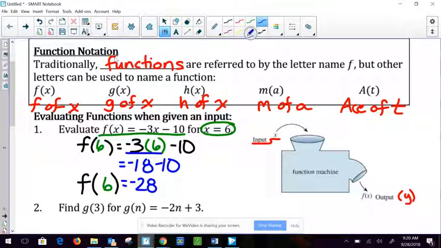How would that look on a graph? Well, it would be the point (6, -28). So we have our x and we have our y. That's how this all relates together.